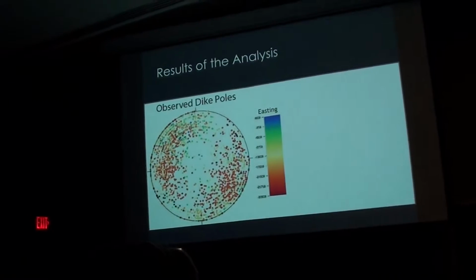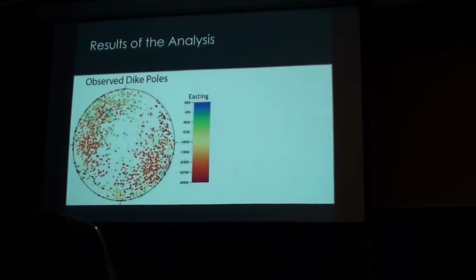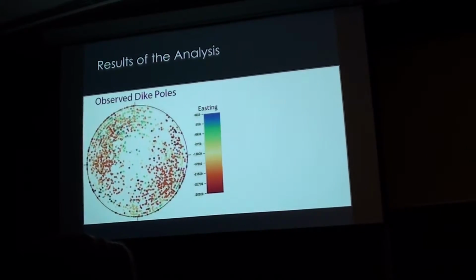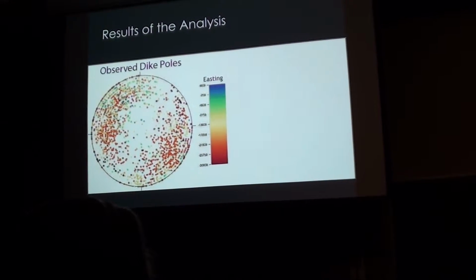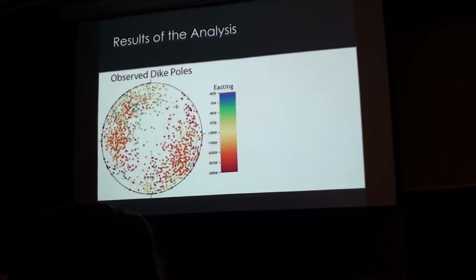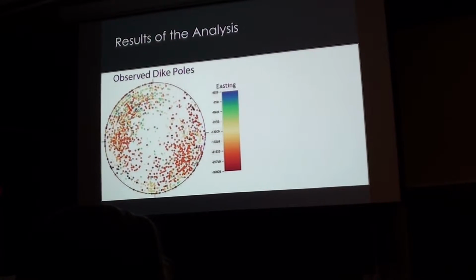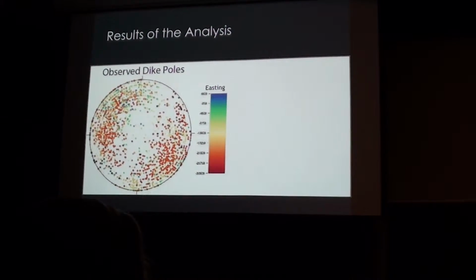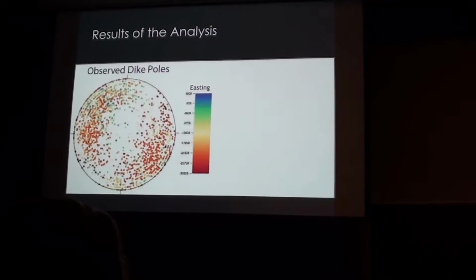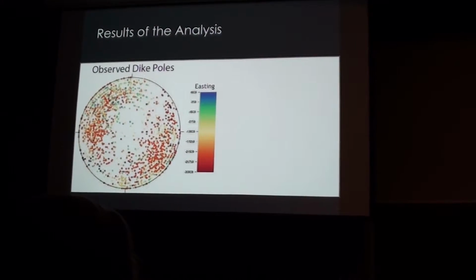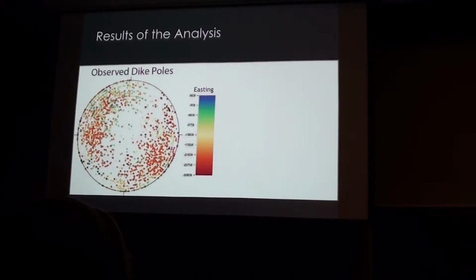So we can also look at the actual dipoles plotted on the stereo net. Just for a little background, the points that are closer to the edge are more vertical dikes, the points that are closer to the center are more horizontal dikes. The easting is plotted in color, so red is closer to the ridge and blue is further from the ridge. We do see that there is some pattern between these. There is a little bit of rotation that you can notice as you get further from the ridge.